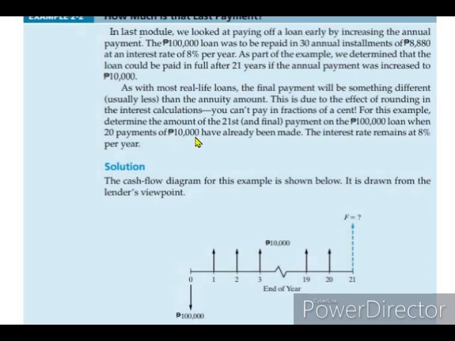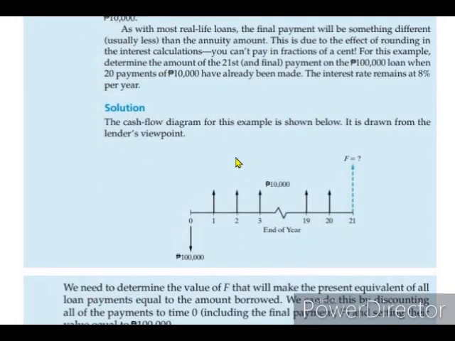The 21st or final payment. So, the interest rate remains 8% per year. For the solution, this is the cash flow diagram for the example. This is the loan, okay? A loan of 100,000 pesos was made.